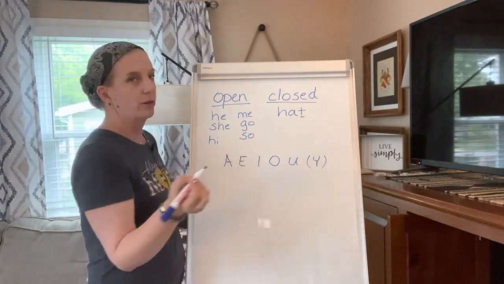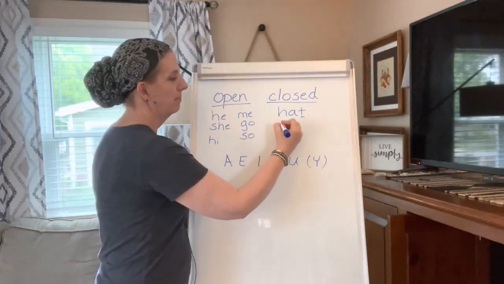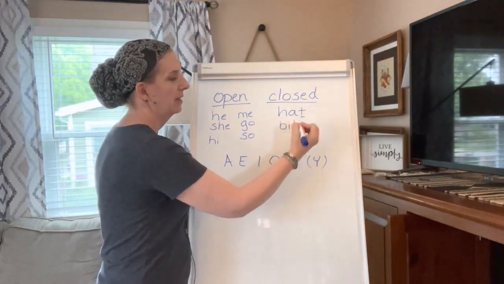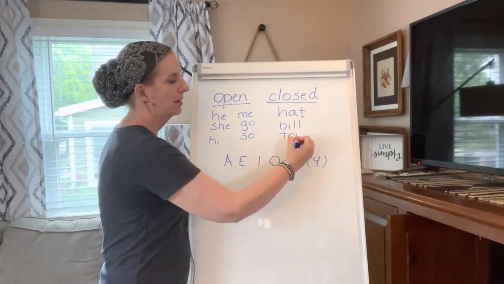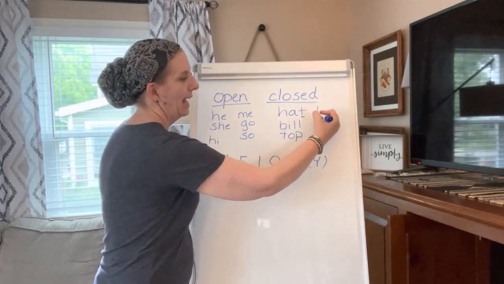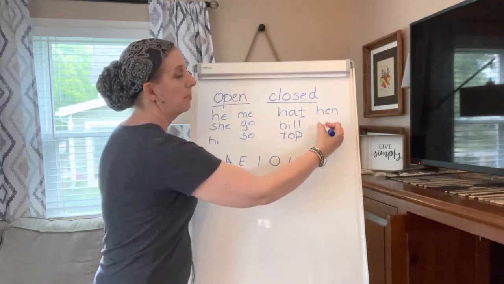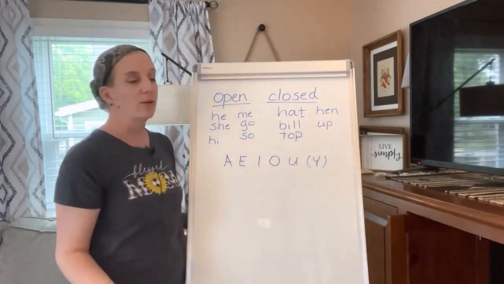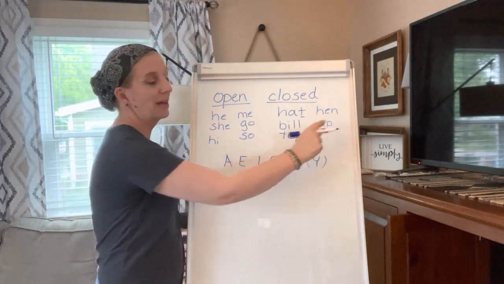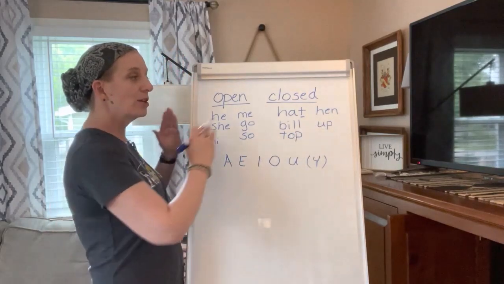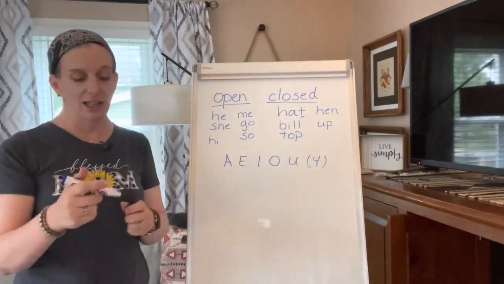Let me think of another word, lots of words. Bill, tap, hen, up. See, that one only has two letters, but it's closed by a consonant at the end. So those are your two kinds of syllables in English.